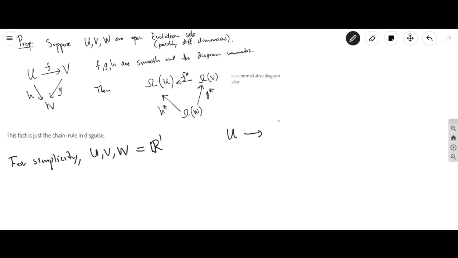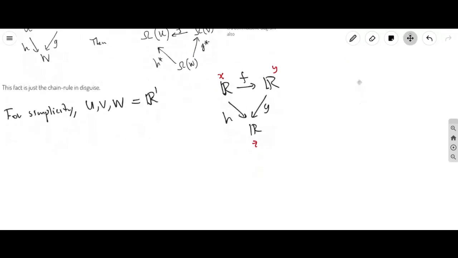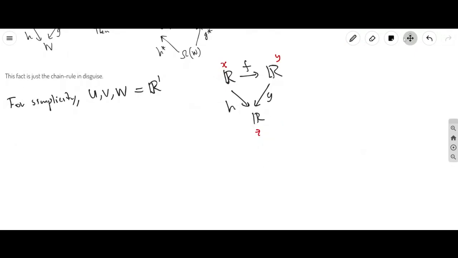So we basically have this. We have a smooth map from R to R called F. We have a smooth map from R to R called G. And then we have the composition H. And let's introduce coordinates so we can tell them apart. Let's call this X, let's call this Y, let's call this Z. So what happens when we apply the pullback? So when we apply the pullback, we go like this.